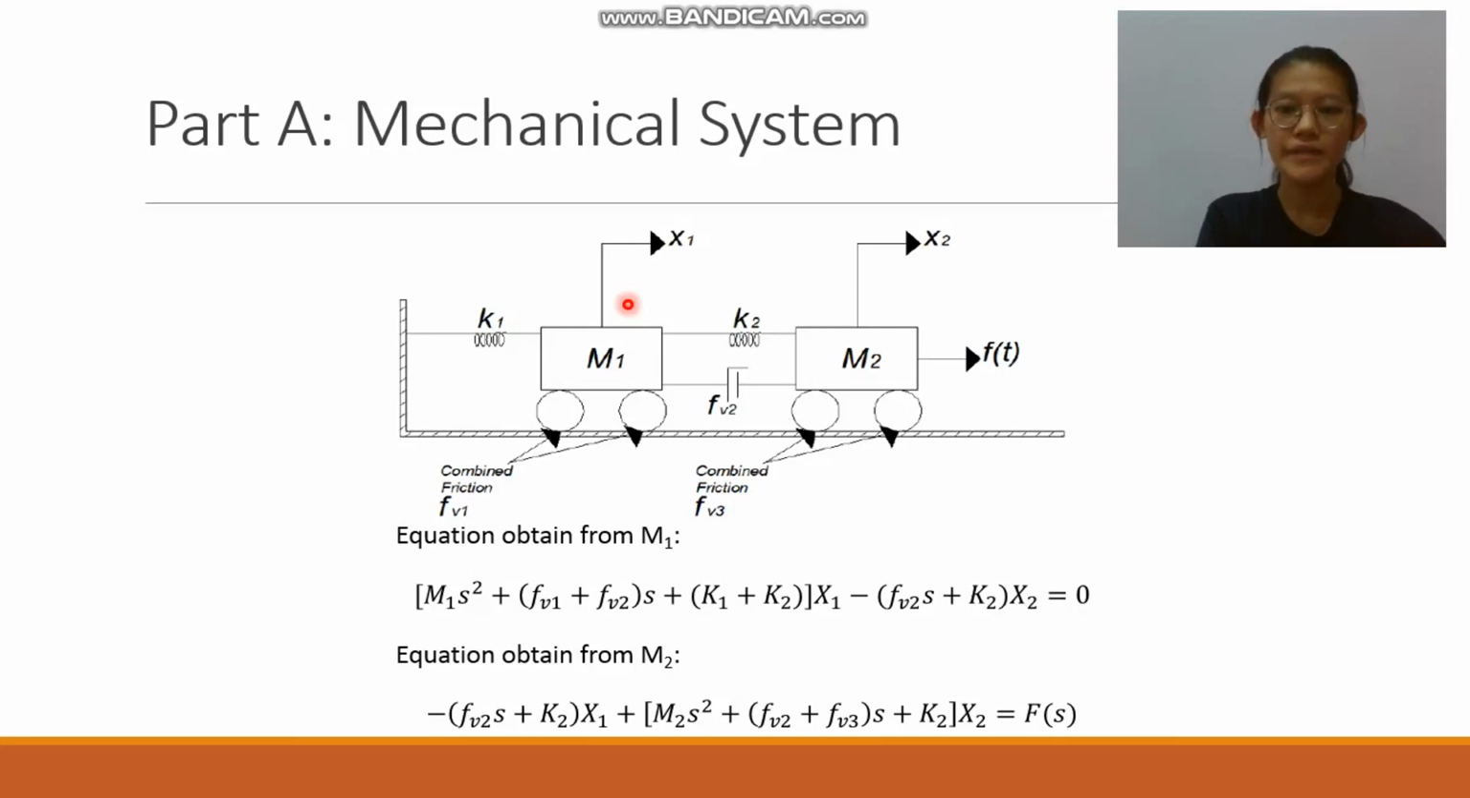For Part A mechanical system, M1 and M2 are the masses, K1 and K2 are the springs, FV2 is the damper coefficient, FV1 and FV3 are the coefficients of friction, while Ft is the force applied to the mechanical system. There are two equations that can be obtained from this system, for M1 and M2. This is the equation for M1, and this is the equation for M2.